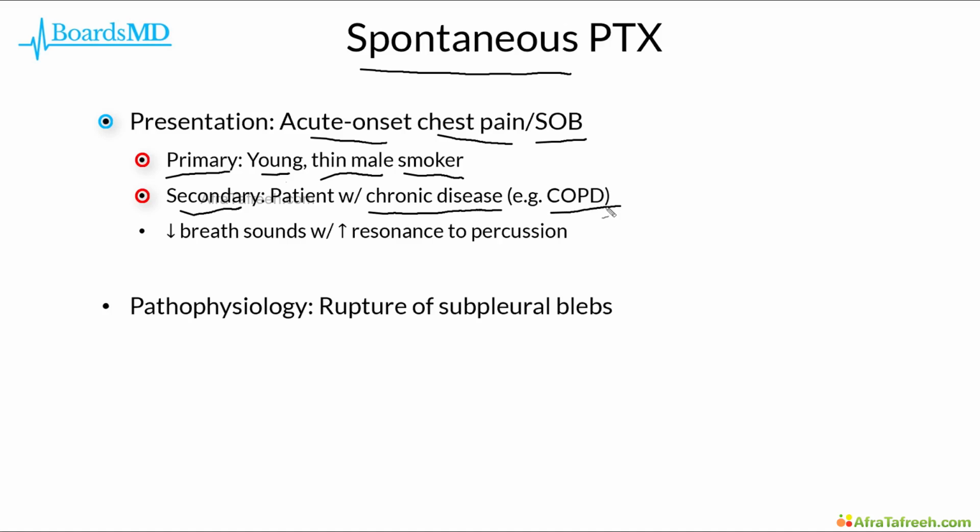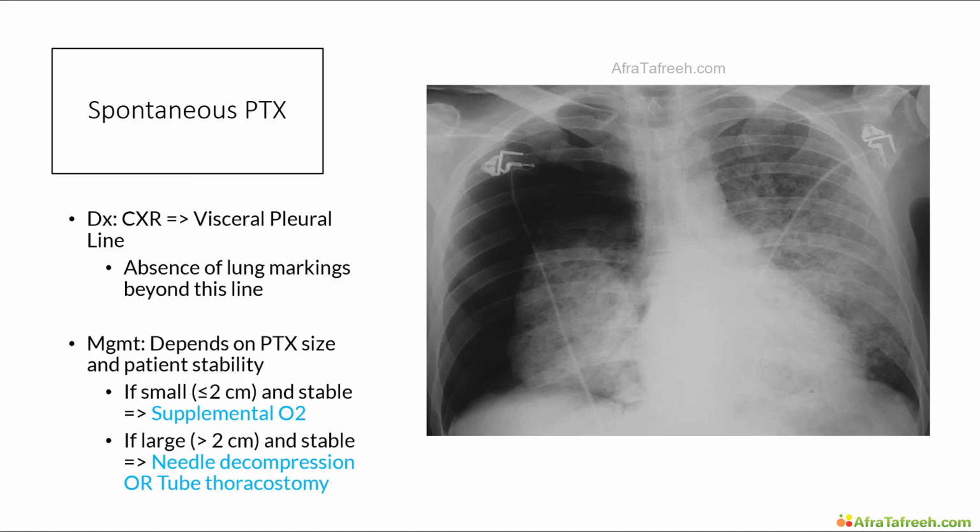In addition to the acute onset chest pain and shortness of breath that these patients have, on physical exam, they will classically have decreased breath sounds on the affected side, as well as increased resonance to percussion. And very high yield to keep in mind for examinations, the underlying pathophysiology of spontaneous pneumothoraces is the rupture of subpleural blebs.